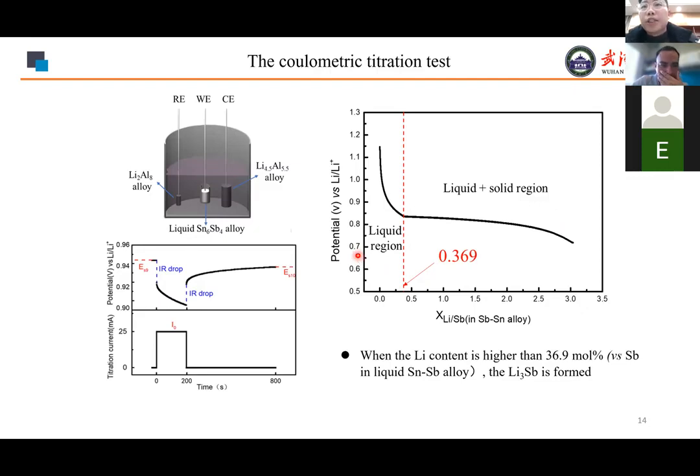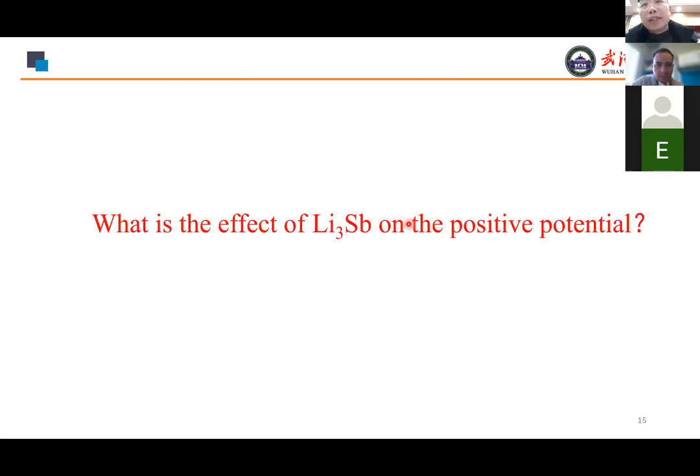By coulometric titration test, the curve of the equilibrium potential of the positive electrode versus the lithium content is obtained. This point, which is the potential entering the plateau region, represents the formation of lithium antimonide. What is the effect of the lithium antimonide on the positive potential?